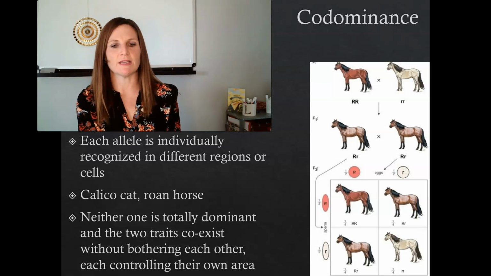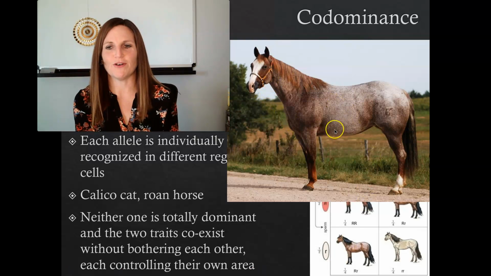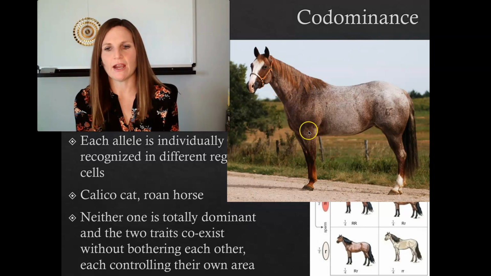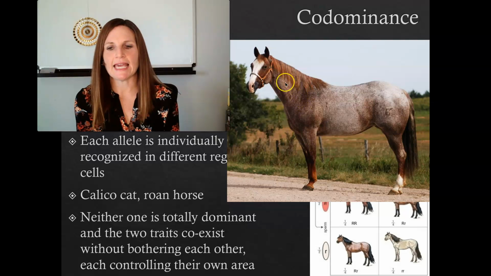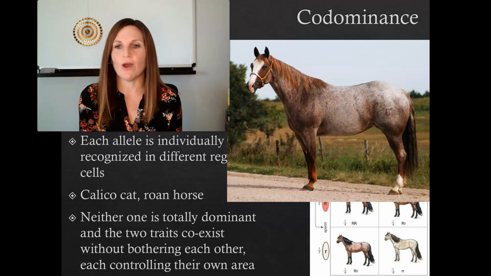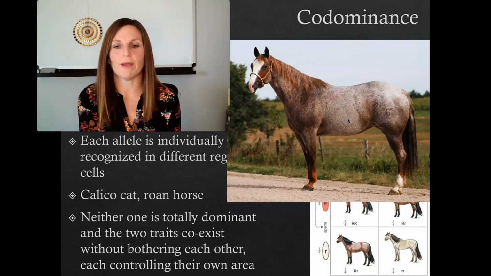One really famous example of this is a roan horse. So we're going to look at the coat on a roan horse right now. This is a roan horse. It's beautiful. And you can see pretty clearly in this picture that some of the horse's hairs are white and some of the horse's hairs are brown. It's not that it has an intermediate color, like a light brown. No. Instead, they're either white or brown, and that's what we mean by codominance.